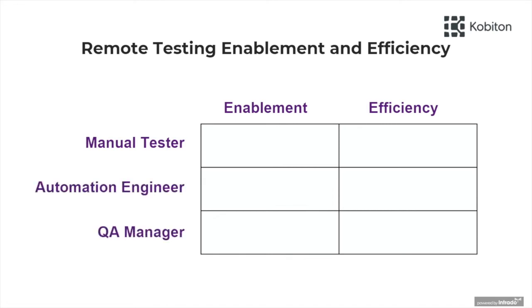So when I look at this graph, I look at it from two perspectives. Along the horizontal, I look at it from enablement and efficiency. And then along the vertical, I look at it in terms of role. And I think about the manual tester, the automation engineer, and the QA manager. And what I'm going to talk through briefly is what enablement and efficiency look like for those three roles.